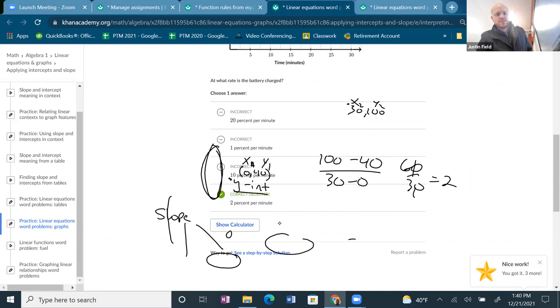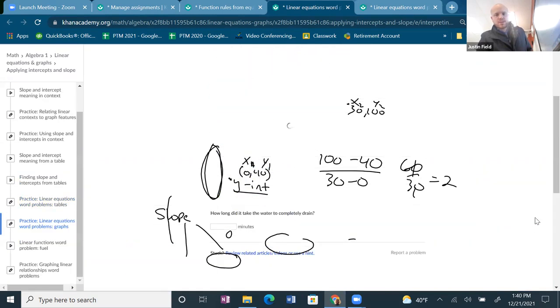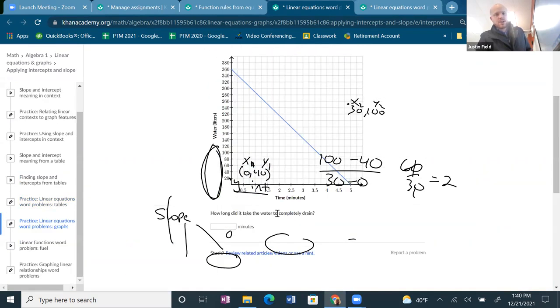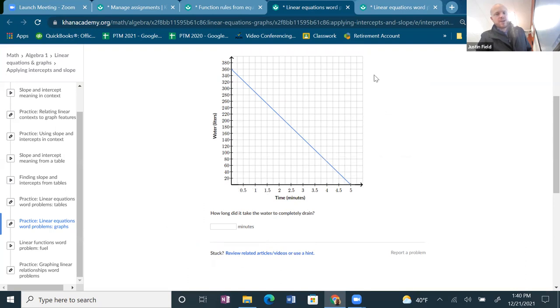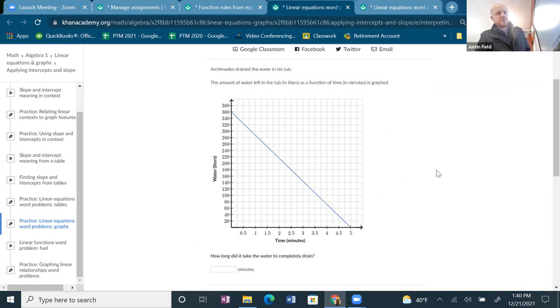Okay, not to be denied that time. You guys want to do another one? How long did it take the water to completely drain? All right, so let's try that same technique here. Oh, Archimedes is filling water.